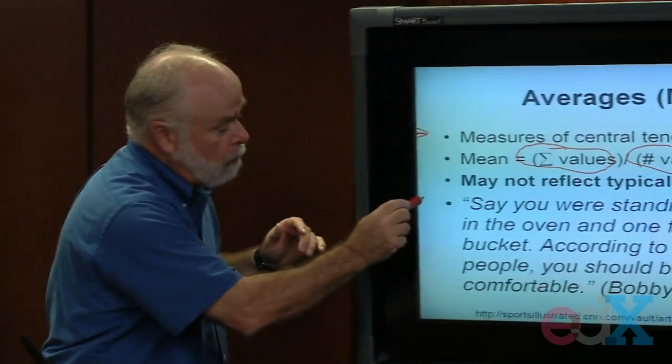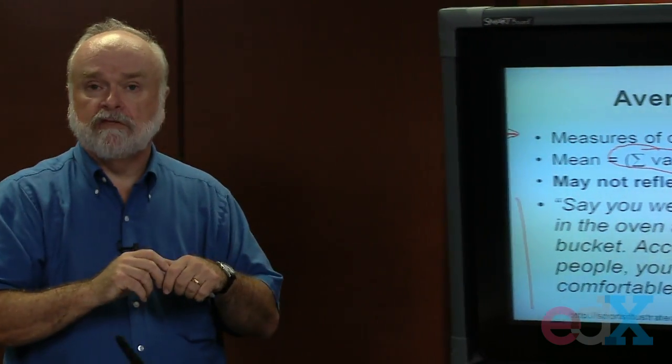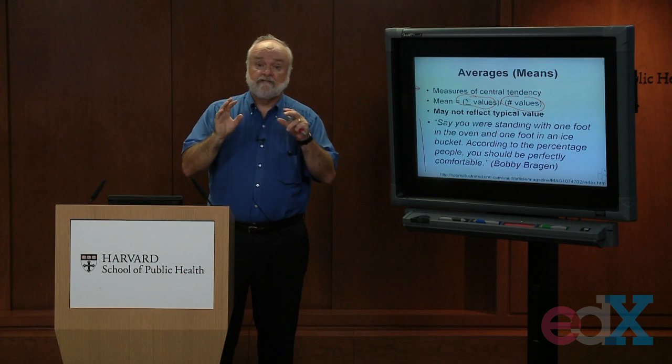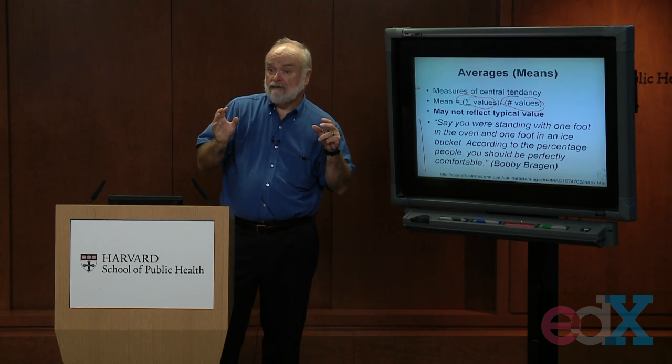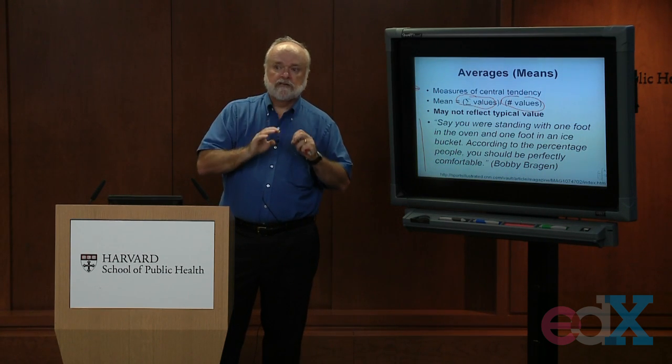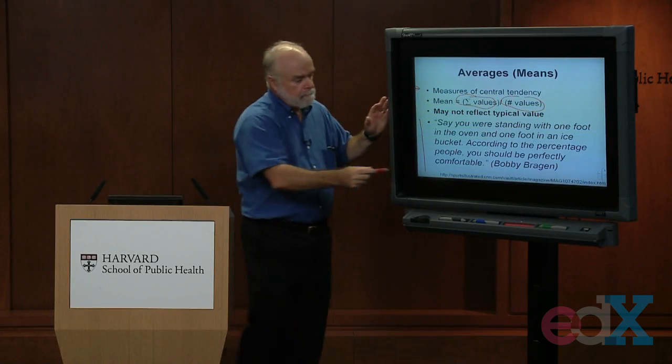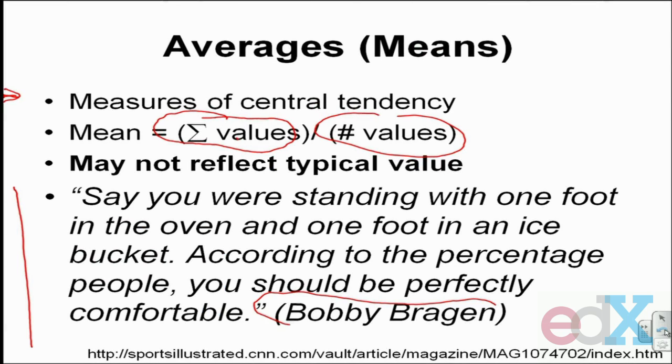But here's a quote I want to end with today. I want you to keep it in mind, because we're going to be talking about averages a lot in this course. In the next sequence, we're going to be talking about incidence and incidence rates, and you'll see averages are going to come up there. Later on, we're going to be talking about confounding and adjusting for confounding via stratification, and averaging is going to come up there again. In the following sequence, we're going to be talking about effect modification, and averaging is going to be coming up again there. Well, Bobby Bragan is not an epidemiologist.